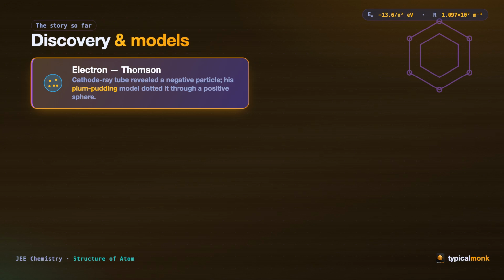First, the electron. Thomson passed a beam through a cathode ray tube and found a tiny negative particle hiding inside every atom. He pictured the atom as a soft sphere of positive charge with electrons dotted through it, like raisins in a pudding, the plum pudding model.